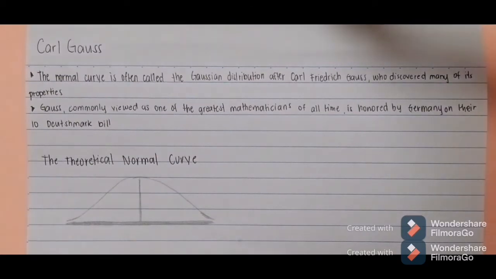So, si Carl Gauss is yung mathematician na nakadiscover ng normal curve at iba pa nitong mga properties. Siya ay nanggaling sa Germany. Gauss is commonly viewed as one of the greatest mathematicians of all time. He is also called as the Prince of Mathematicians.